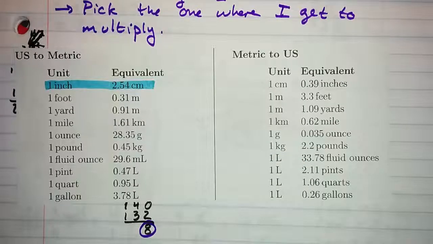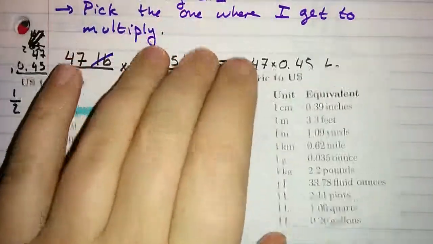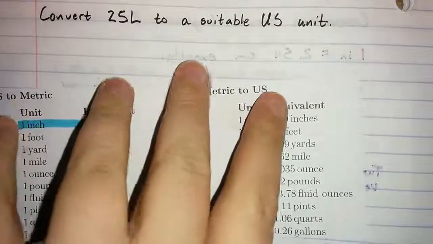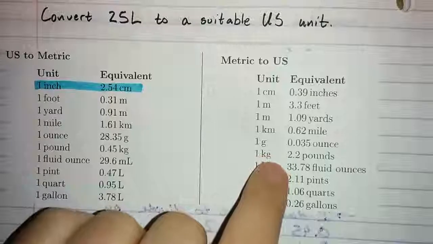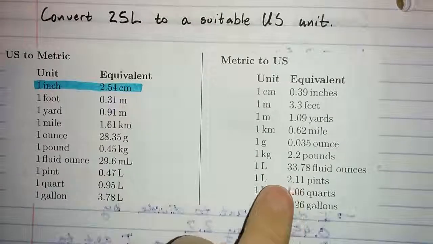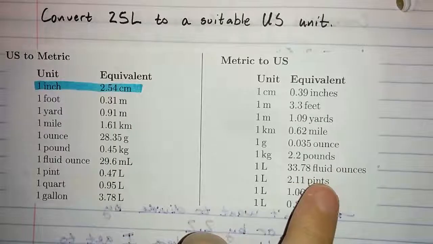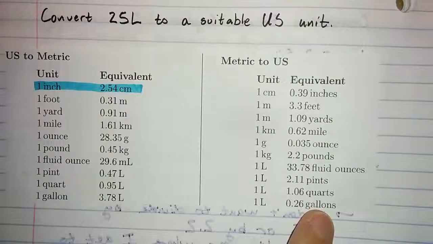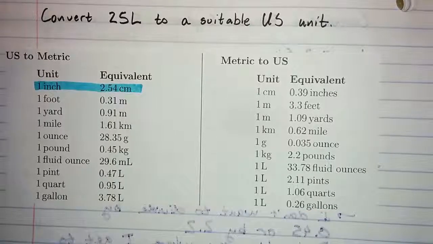Let's see another example and then I'll have you try one. Let's say we want to convert 25 liters to a suitable US unit. Well, we want to start with liters and get one of these guys. So I could get fluid ounces, I could get pints, I could get quarts, or I could get gallons. Which one should I choose?